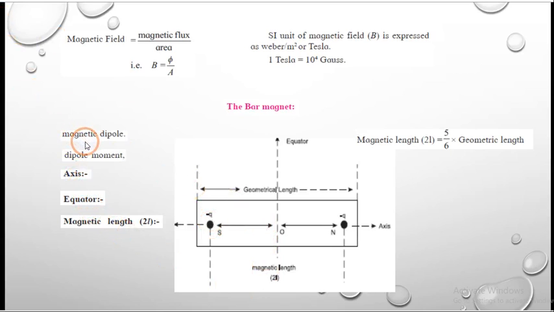Starting with magnetic dipole. As the bar magnet has two poles with equal and opposite pole strength, it is called a magnetic dipole.